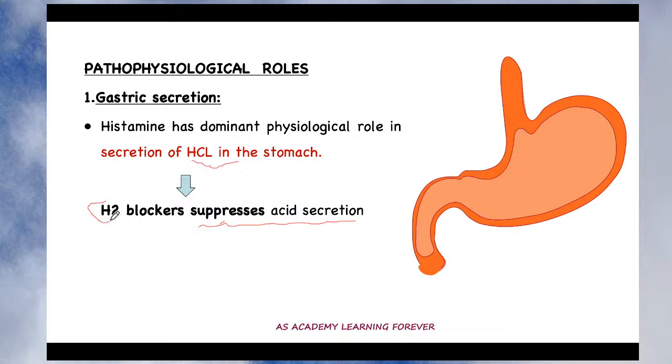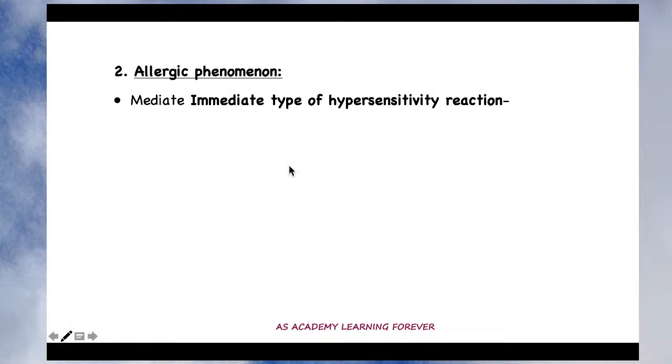If the H2 receptor is blocked, what will happen? There is no activation of the hydrogen potassium ATPase pump. It will control the release of HCl, and since the release of HCl is controlled, this drug produces a very good effect, especially in case of hypersecretion of acid, in case of hyperacidity. So this is the effect on gastric secretion.